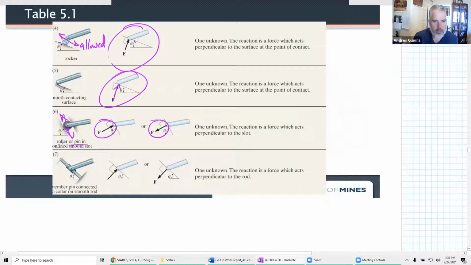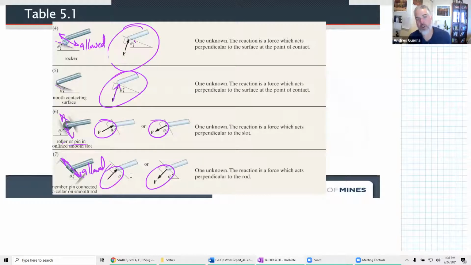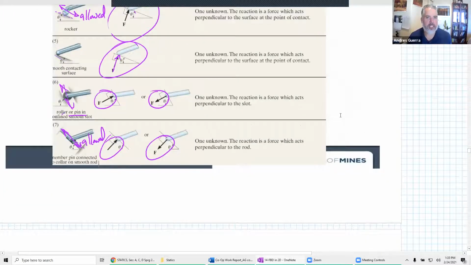The next one we have is a pin connected to a collar on a smooth rod. If this is a smooth rod, it's allowed to move up and down, but it's not allowed to move perpendicular to that smooth rod in both directions. So we could draw it either way. When we have stuff like that, it doesn't matter what direction you draw it in. The math will tell us if it needs to go in the opposite direction from what we drew. I don't even call it the wrong direction. It's just the opposite direction.